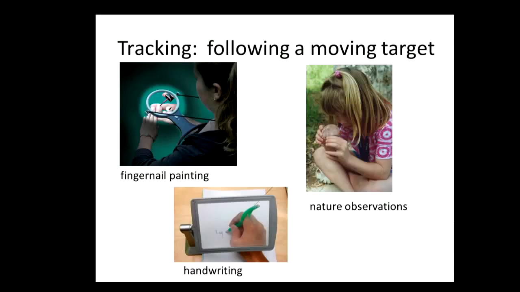We next move to the final skill with near devices, which is tracking, and that's following a moving target. So you can tell why that is one of those more advanced skills. In these next photos, we show a couple of tracking activities. Learning to paint your fingernails under a magnifier, because you're having to follow that moving brush, is very interesting for some of the female students.